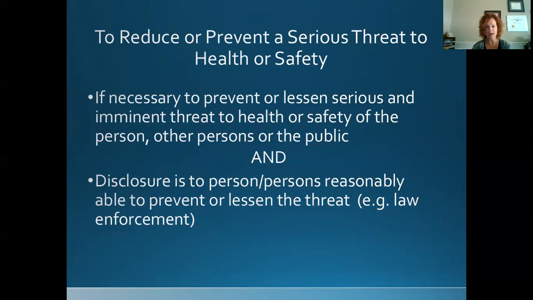or lessen the threat. And HHS has said that the provider will be presumed to have acted on a good faith belief when making a disclosure for this purpose. HHS said they would not substitute their judgment for the judgment of the provider if the provider believes that this standard is met and makes a disclosure of PHI accordingly.